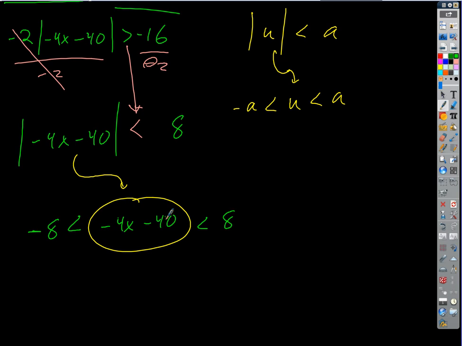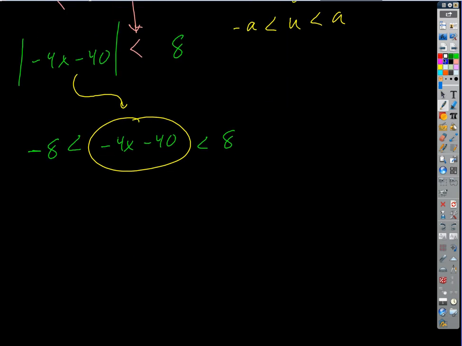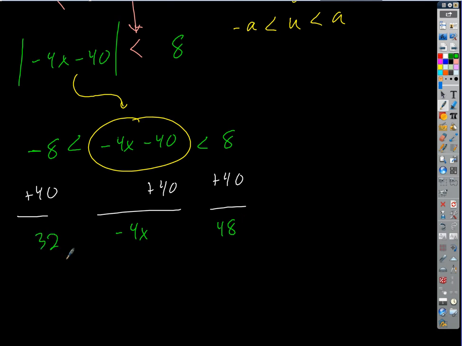So what are the two steps to get the x by itself? Add 40, good. And I'm going to do that to all three parts of this compound inequality, right? So then those cancel, and I get a negative 4x. I'm going to get a 48, and negative 8 plus 40 is positive 32. Do I have to flip any signs yet? Not yet, because I haven't multiplied or divided by a negative.